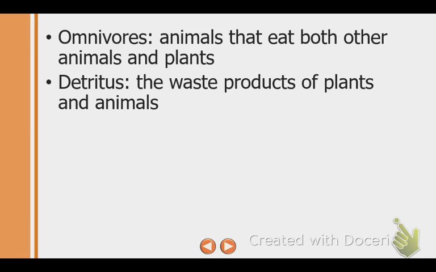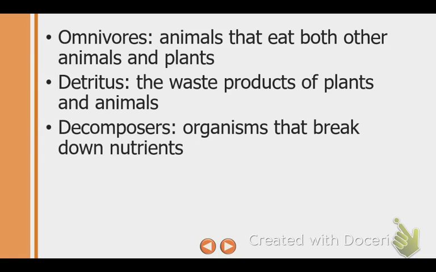We have detritus. We need to consider this. This is the waste products of plants and animals, and we have animals that eat them called detritivores. We have decomposers. Those are the special organisms that break down nutrients. So they come along and decompose something that is dead.